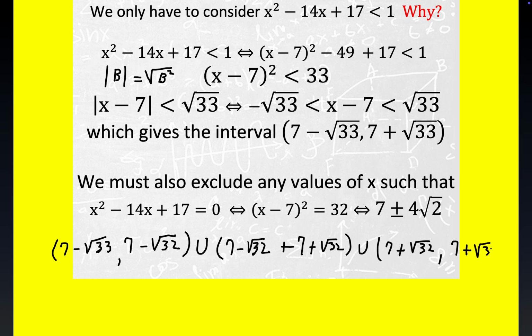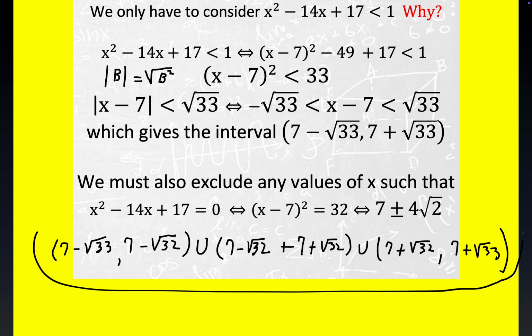Okay, so this is this union of intervals, sets of real numbers. Again, 7 minus root 33 was the smallest value, and it got punctured by 7 minus root 32 and 7 plus root 32. And notice it did end at 7 plus root 33. So this is your solution set right here.